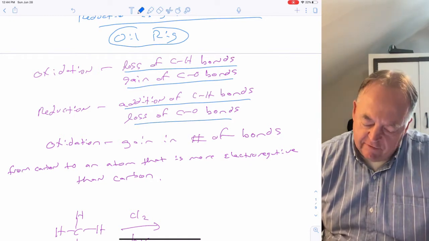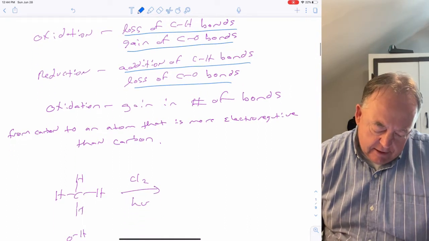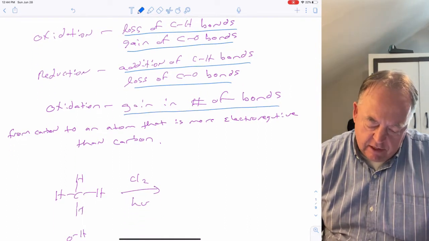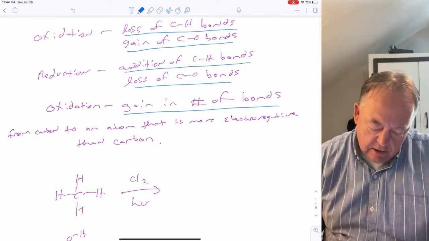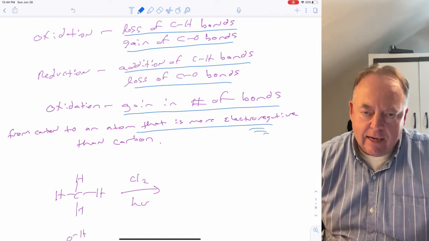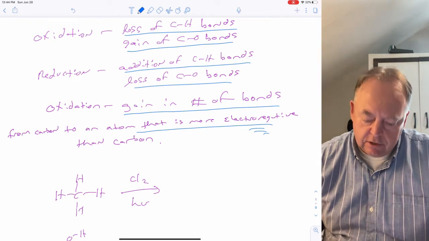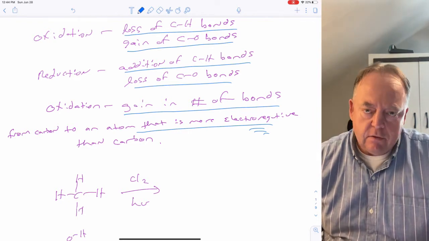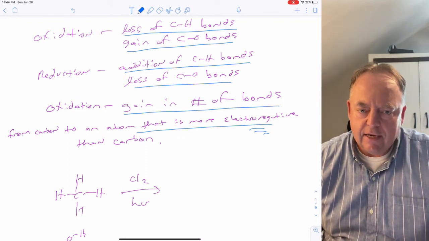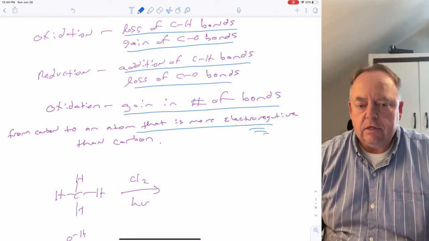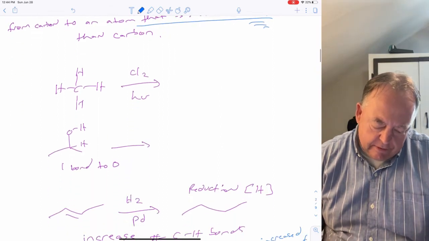Or in even more general terms than that, if you define it in terms of the gain, oxidation is the gain in the number of bonds from carbon to an atom that is more electronegative than carbon, and that would be an oxidation. And the opposite would be a reduction. If we reduce the number of bonds from carbon to something more electronegative than carbon, then that's going to be a reduction. So some examples.